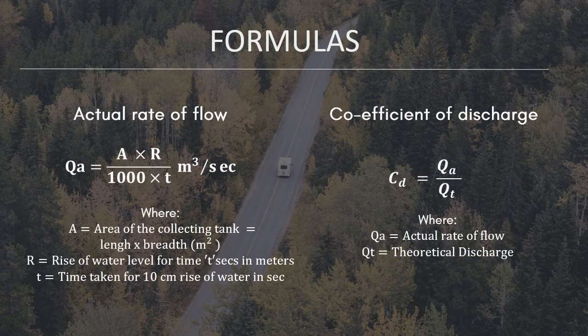The next formula is the actual rate of flow. The actual rate of flow is equal to A times R divided by 1000 times T, which is also in cubic meter per second. A is the area of the collecting tank. R is the rise of water level for the time T seconds in meters. T is the time taken for 10 cm rise of water in seconds.